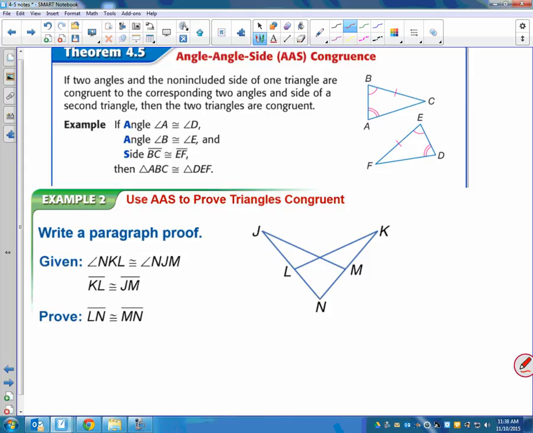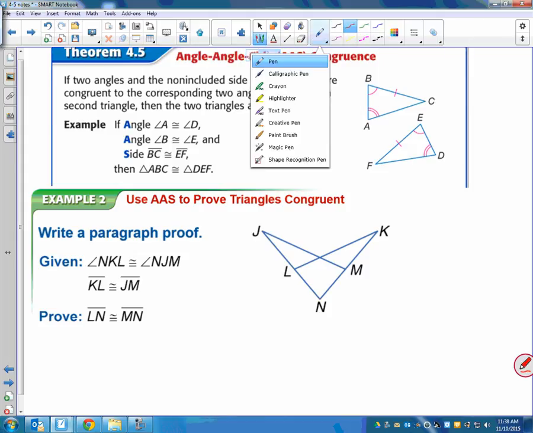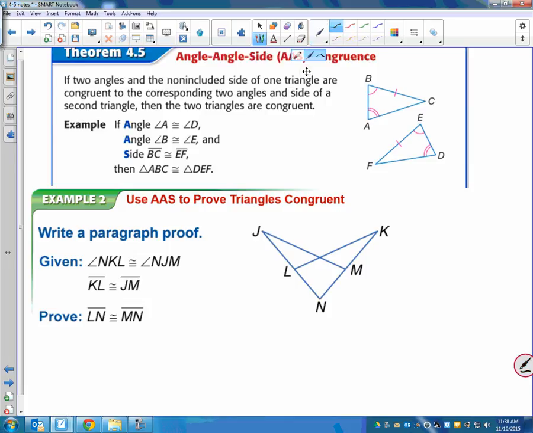Okay. Write a paragraph proof. Here's my lovely handwriting. Let's see if I can find a fancy font. Oh, that would be the type though. That won't work. My grandma will have this. I'm gonna use the calligraphy pen here. Oh my gosh, I love that.